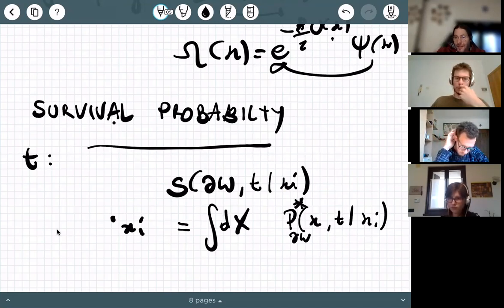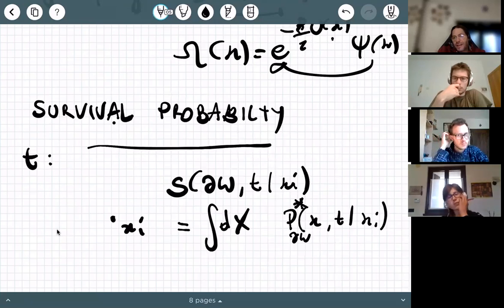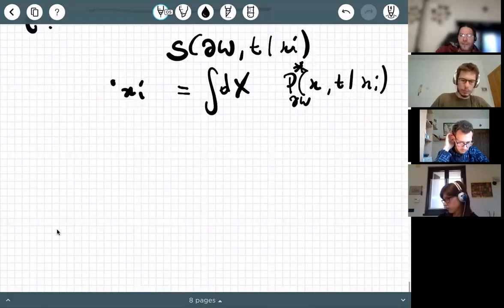Because I don't care, it's the cumulant, right? I don't ask what is the probability to be in x at time t without having touched. I'm asking only not to have touched, so I can integrate the probability of having ended up everywhere you want. It's the cumulant, the cumulative probability.